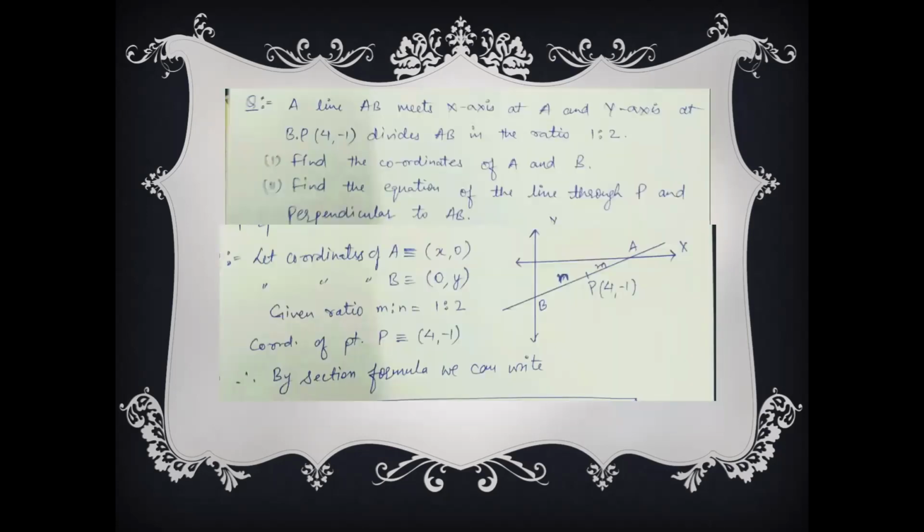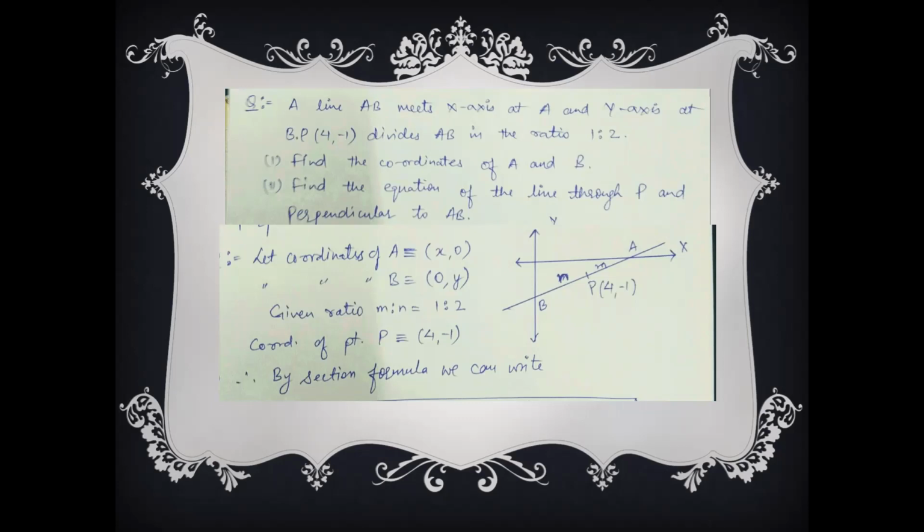All right, so let's see one more problem here. In this question, it says a line AB meets the x-axis at A and the y-axis at B. Point P (4, -1) divides AB in the ratio 1:2. Now the ratio m:n is given as 1:2, and the point in between is given as (4, -1). We don't have the coordinates, so we know neither A nor B. Only this information is with us.